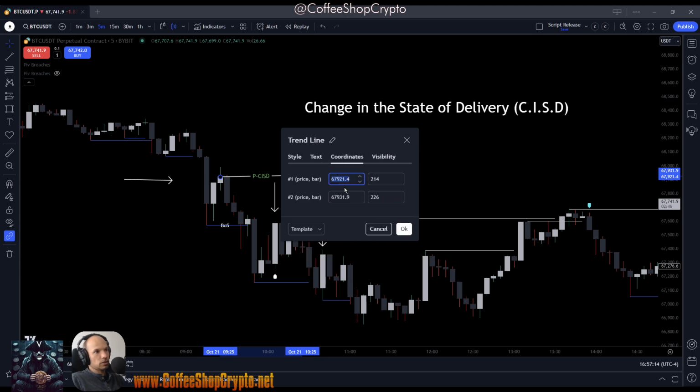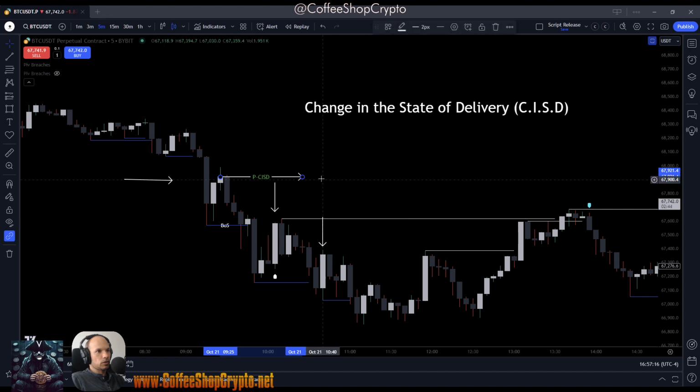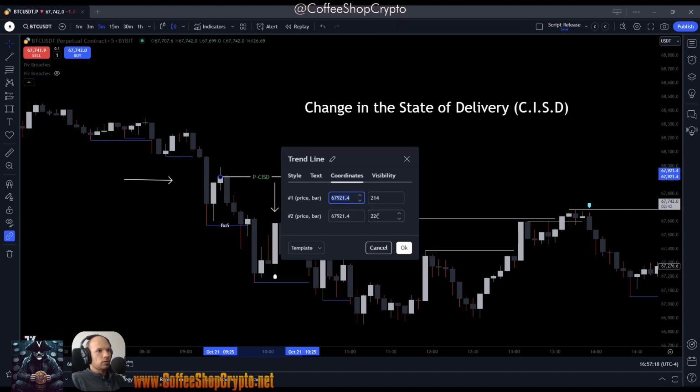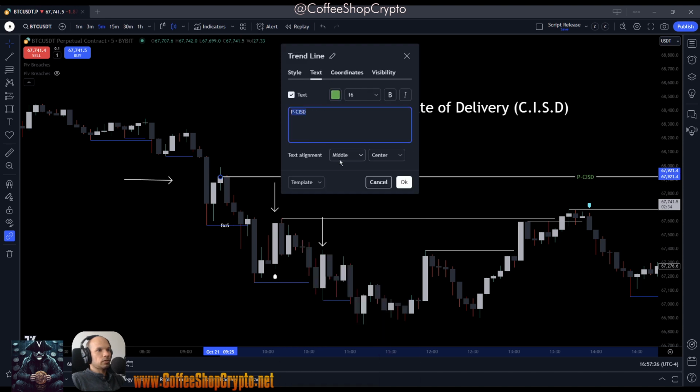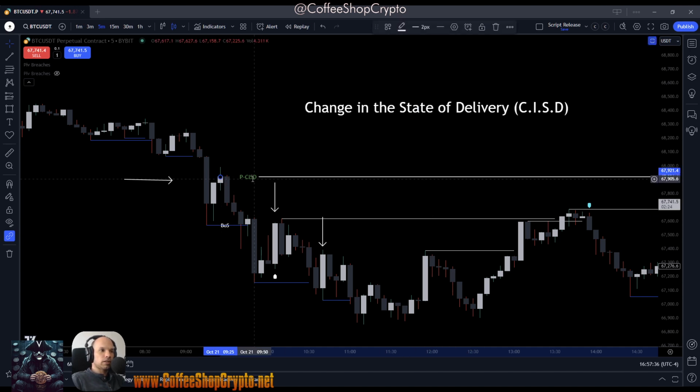Let me just do this here and here. There we go. So now it's nice and even. I'm going to allow this one to drag itself all the way out, way out there. And I'll put the text on the left side, in the middle, top, center, left. There we go. Let's give it some room. Now we can actually see it, okay? So this is a potential change in the state of delivery. Meanwhile, price is going to continue moving down.